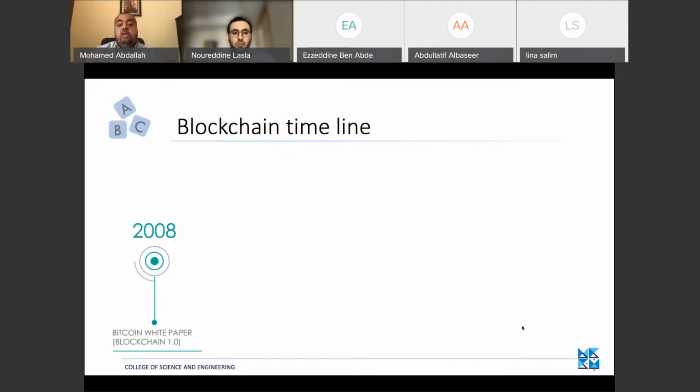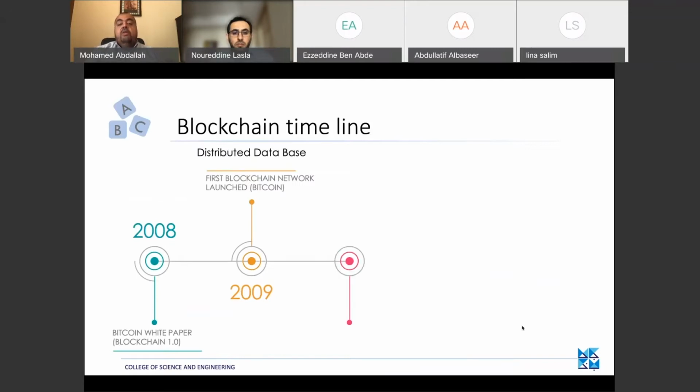As we said, we started in 2008 with this paper by Satoshi. Then in 2009, they started Bitcoin, which all of us know. Then in 2013, they started a new blockchain, blockchain 2.0, which is called Ethereum smart contract. From 2008 to 2013, if you think about it, Bitcoin was just a distributed database where people were storing their financial transactions.